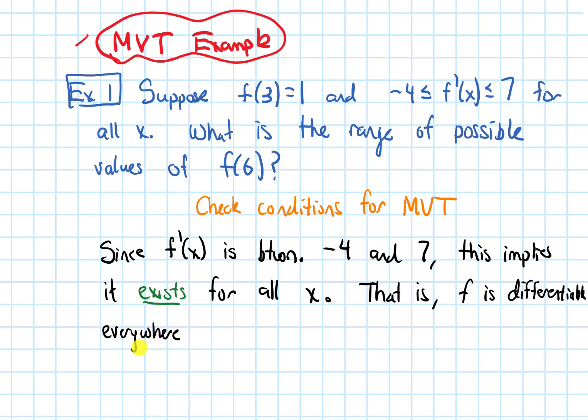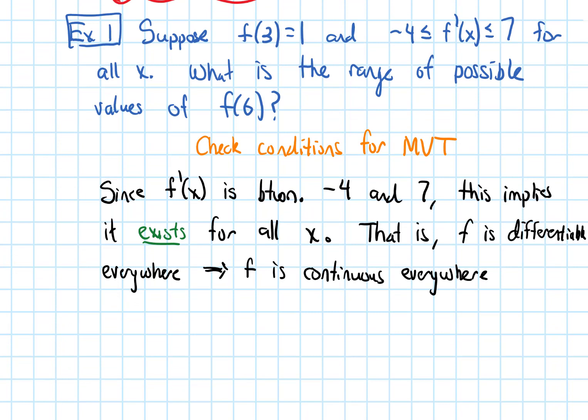Differentiable everywhere. And we've seen before that if a function is differentiable, then it's continuous. So this implies f is continuous everywhere. That means our function is going to be continuous on any closed interval we want to use, and differentiable on any open interval we want to use. Okay, so we can definitely apply the mean value theorem. So let's apply MVT for the appropriate interval.